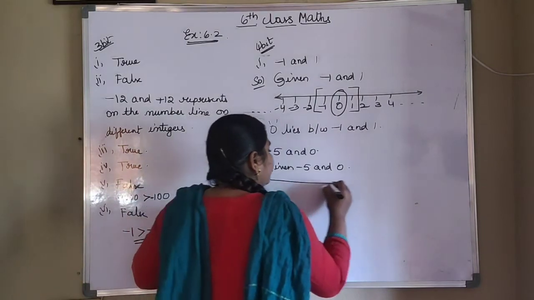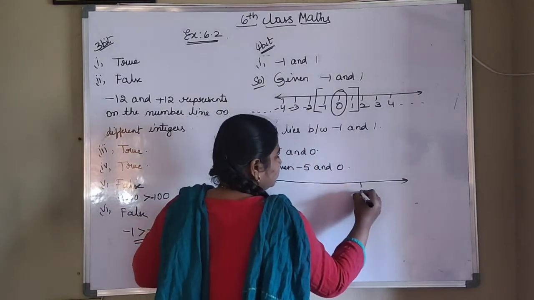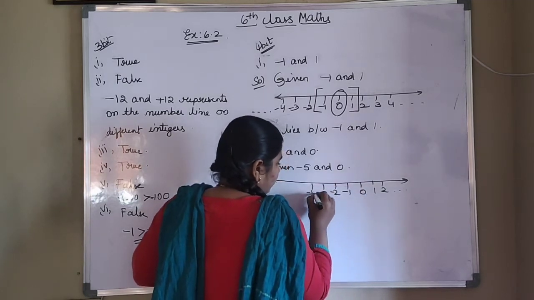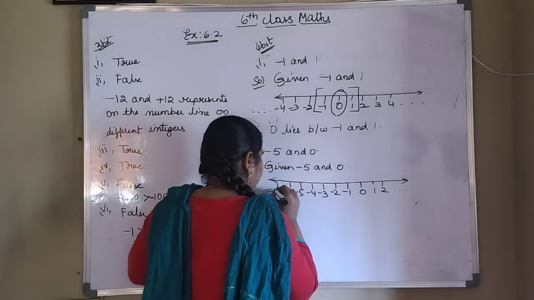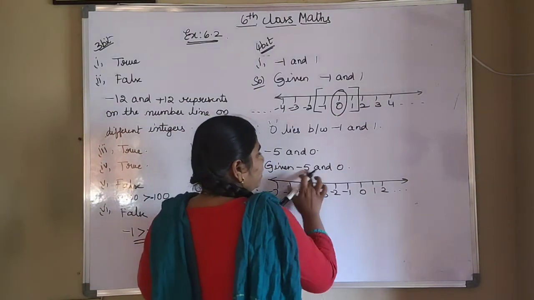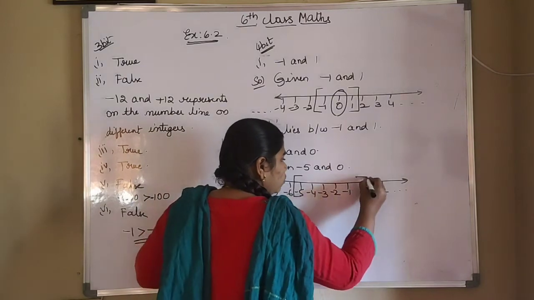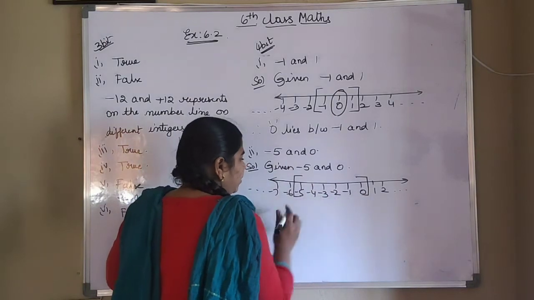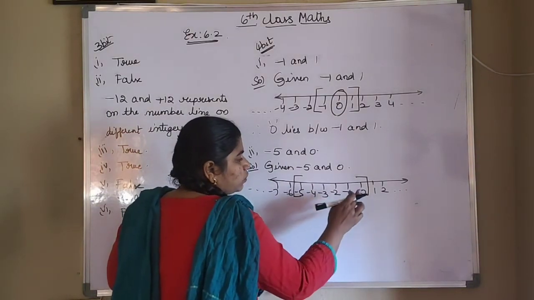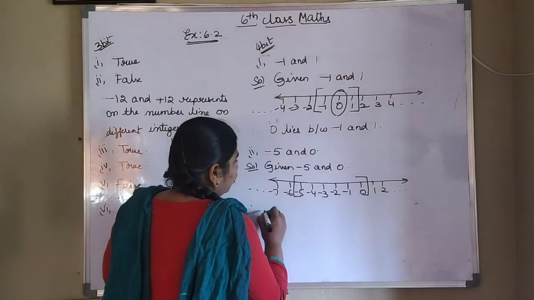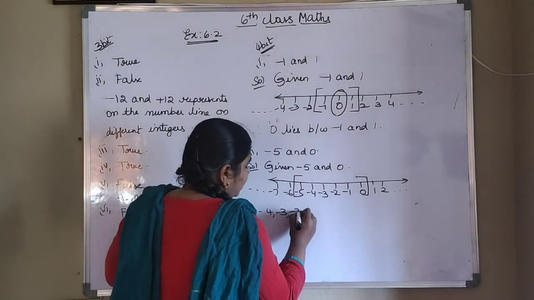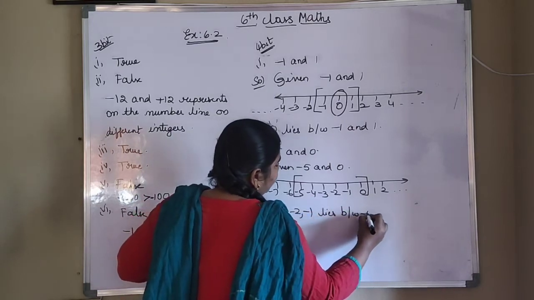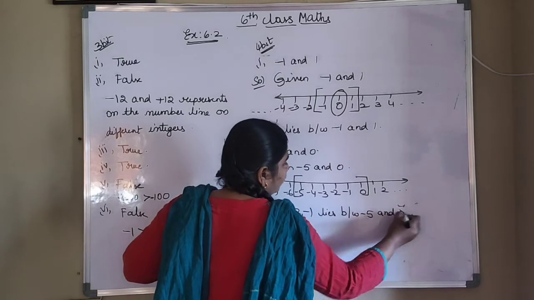Okay, so first you represent on a number line. And so on. So they are talking about minus 5 and 0 from here to here. Okay, so what are between values for minus 5 and 0? That will be minus 4, minus 3, minus 2 and minus 1. So therefore minus 4, minus 3, minus 2, minus 1 lies between minus 5 and 0 we have to write.